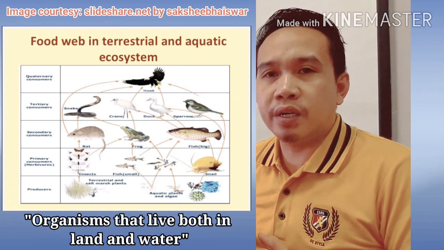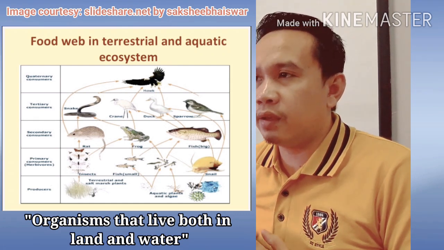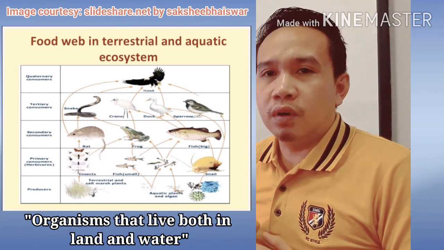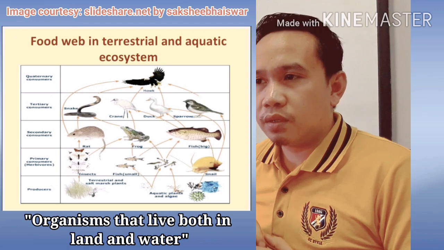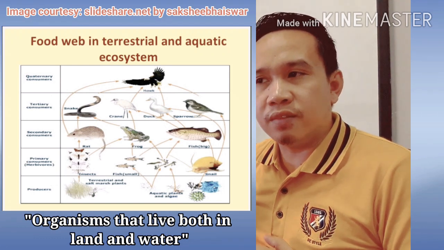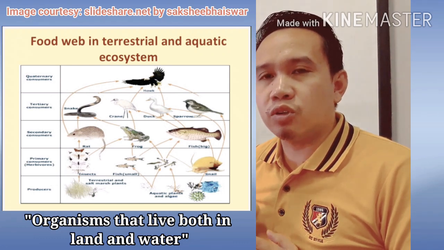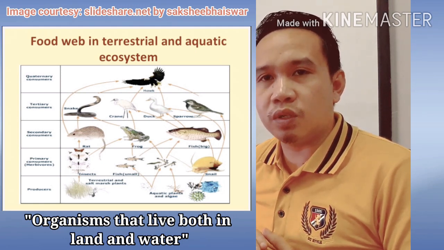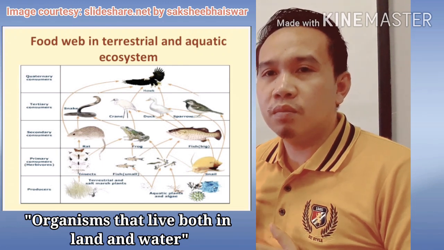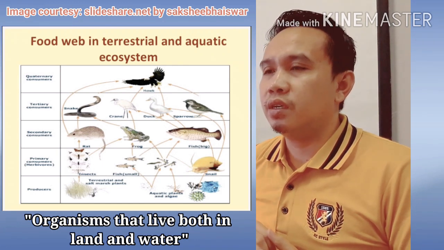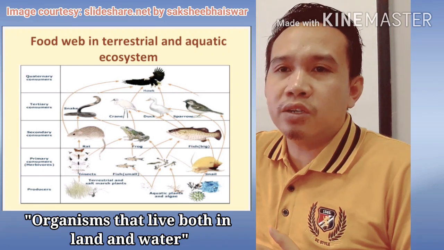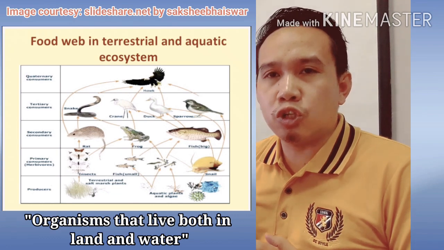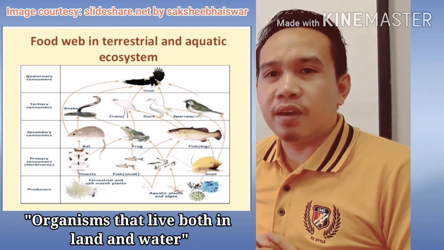So both organisms that lived in land and water, alright? Of course, these are involved with producers, primary consumers, which is herbivores. We have secondary consumers, which is carnivores, the tertiary consumers, which is omnivores or both plant and animal eaters. And lastly, the largest one, which is quaternary consumers that consumes the final energy.